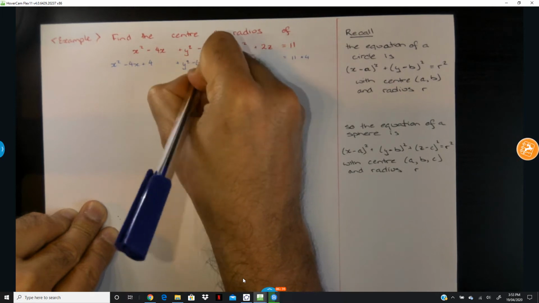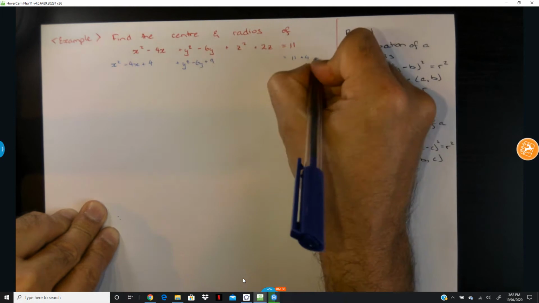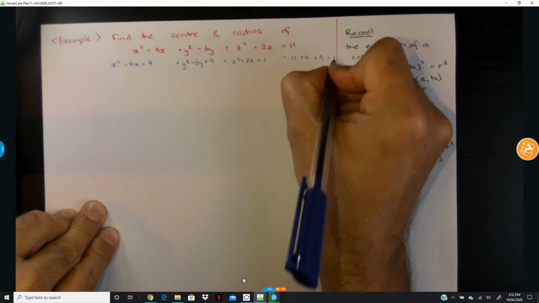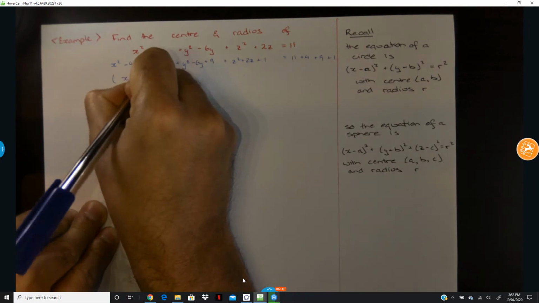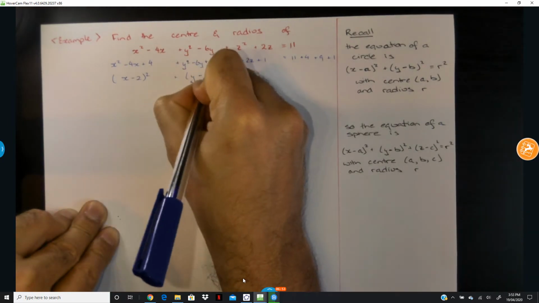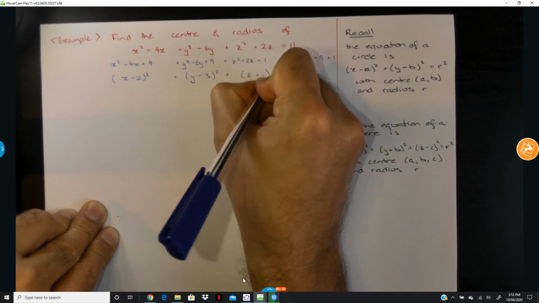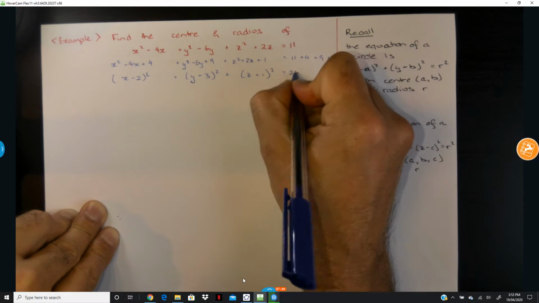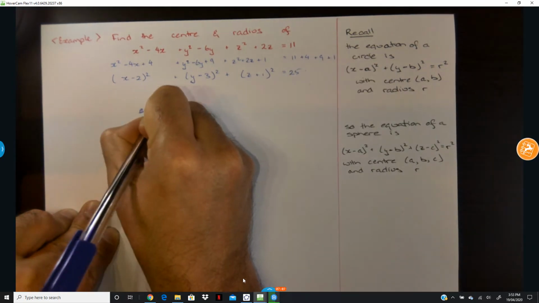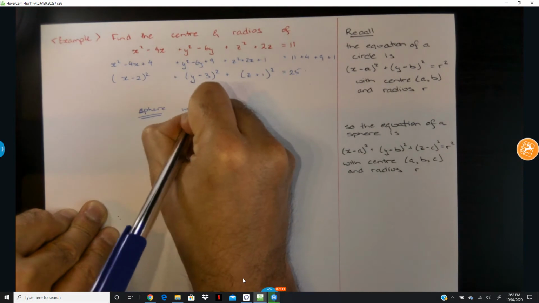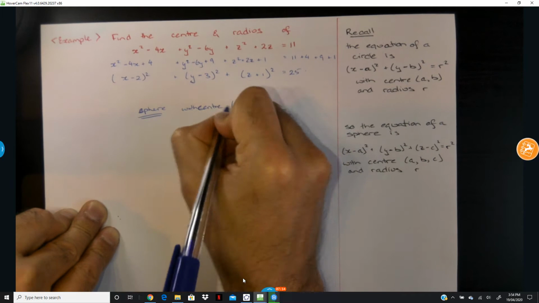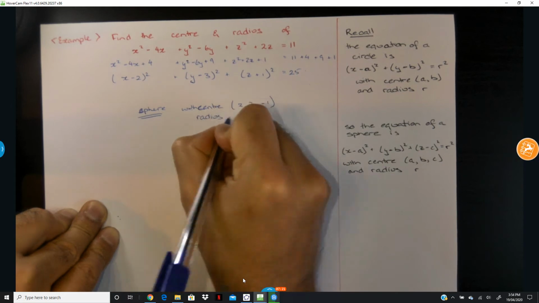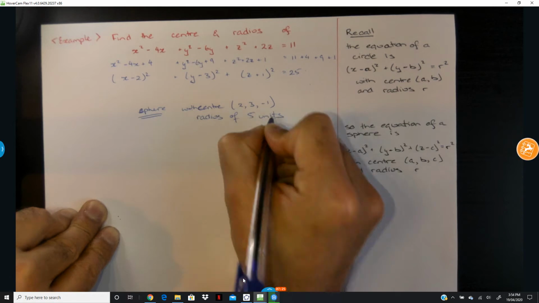So 6 divided by 2 is 3, square that is 9. 2 divided by 2 is 1, square that is 1. So I'll get x minus 2 squared, y minus 3 squared, z plus 1 squared, equals 25. So I have a sphere with center 2, 3, and -1, and a radius of 5 units. Okay.